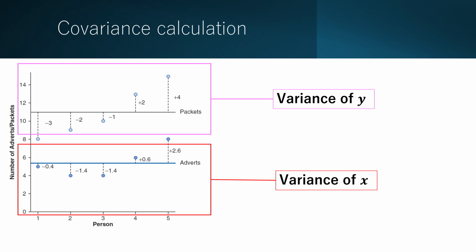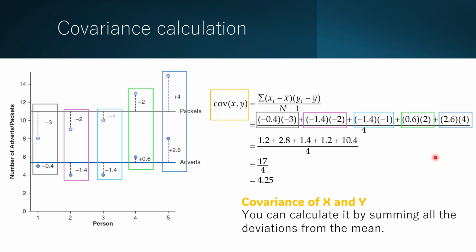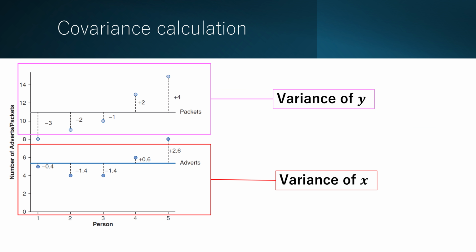This is the variance. Variance only considers y itself and x itself. This is different from covariance.